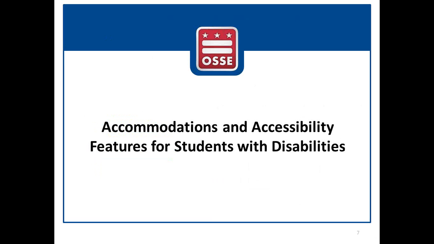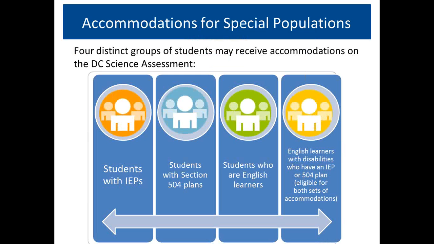Let's talk more in depth specifically about students with disabilities. There are 4 groups that can receive accommodations on the science assessment. And again, this is a refresher as you've already thought about this in previous statewide assessments. You have your students with IEPs, your students with 504 plans, you have your ELL students, and you may have students who are both ELL and have a disability, thus qualifying for both sets of accommodations. In this section, I'm going to focus on students with IEPs and students with 504 plans.